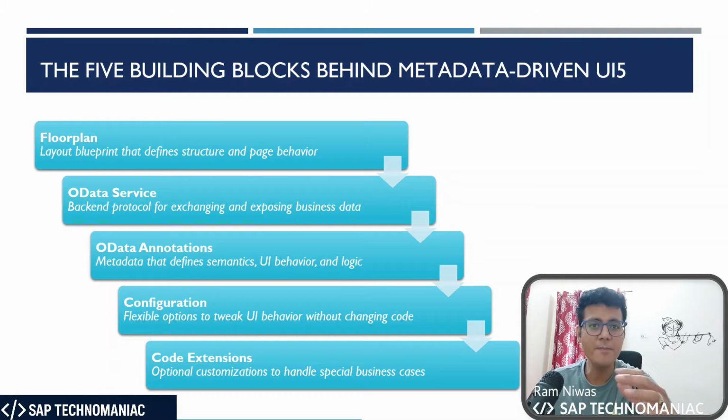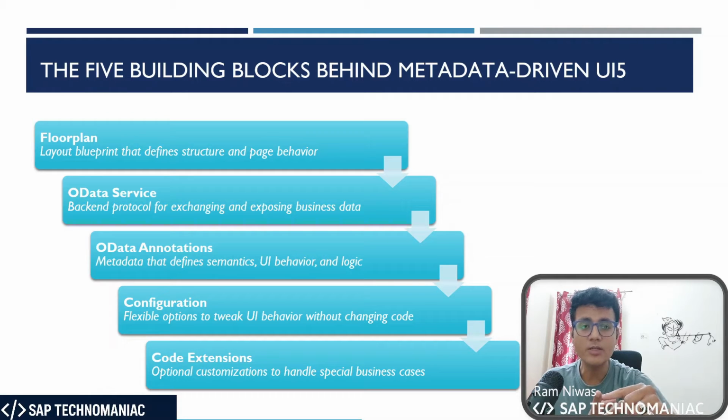These are the 5 building blocks behind the metadata driven UI. First is the Floorplan. Floorplan decides how your layout should be displayed and structured and how your page will behave. Means how you can click and go from one page to another, how you can filter. These all things will be decided by your Floorplan, which we have discussed in my last video in detail. Second is the OData service. OData service brings the data for your application. Not only data, along with the data, it will bring metadata as well. Third is the OData annotation.